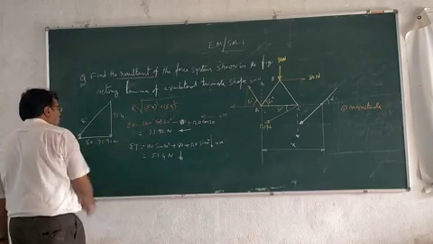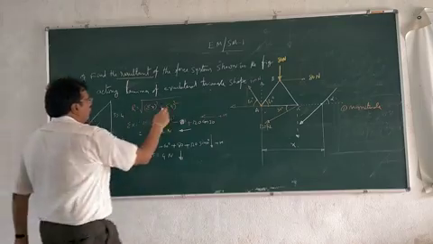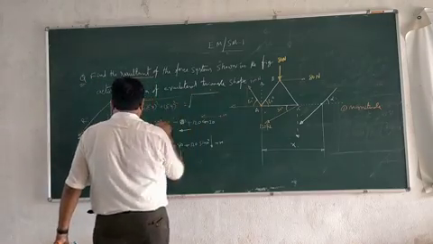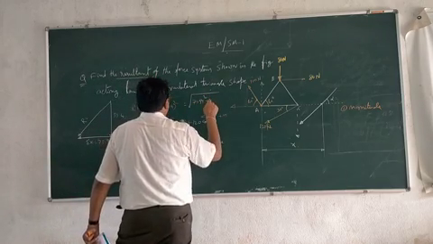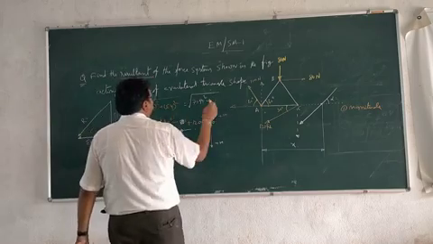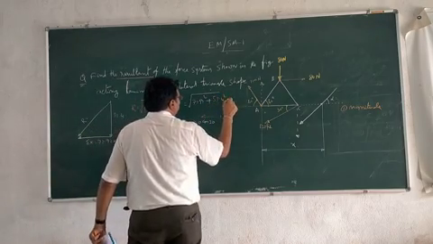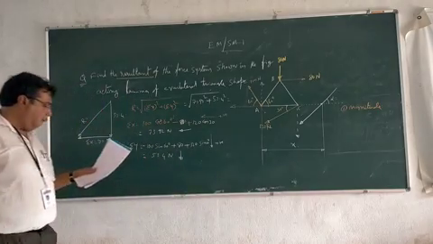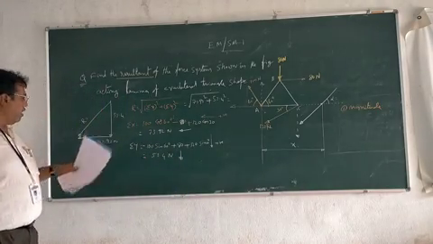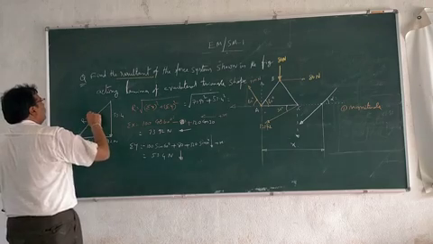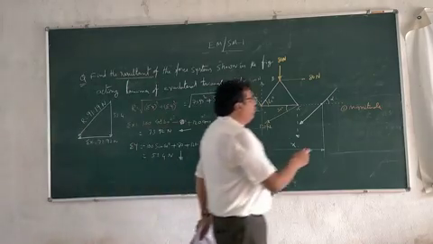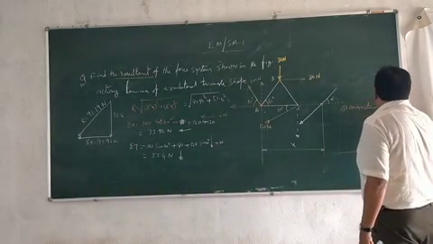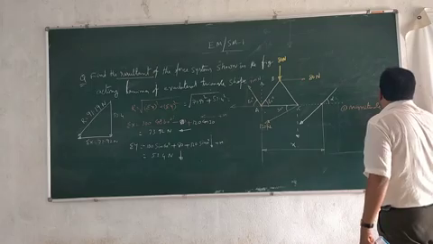R is equal to how much? From here, 73.92 plus 53.4 square. That is equal to R is equal to 91.19 newtons. Here, first one we finished. Magnitude 91.19 newtons.